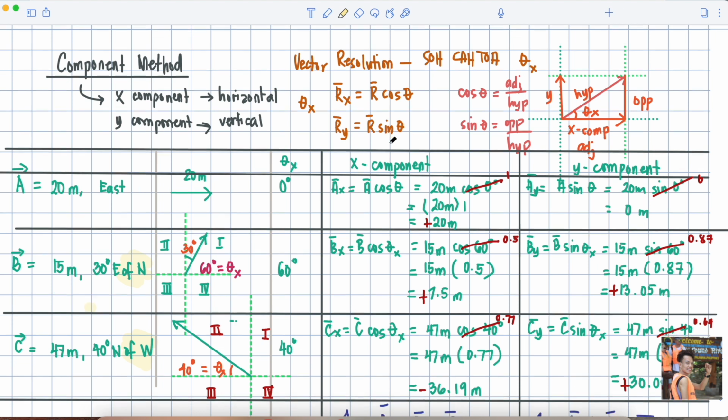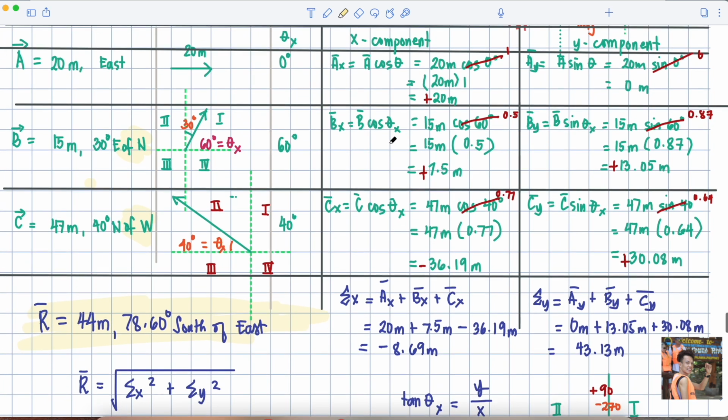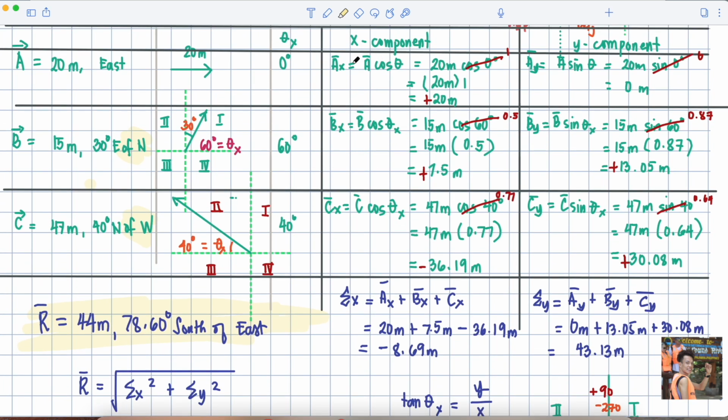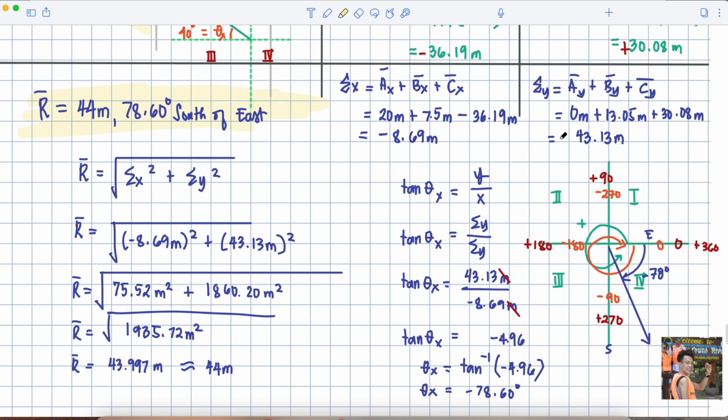After identifying the components of each vector, you get the algebraic sum of all the x components and all the y components. Get the resultant of the vector using the Pythagorean theorem. R is equal to the square root of summation of x squared plus summation of y squared. The direction of the resultant vector is computed using the tangent function. Tangent theta is equal to y over x, or tangent theta x is equal to y over x.